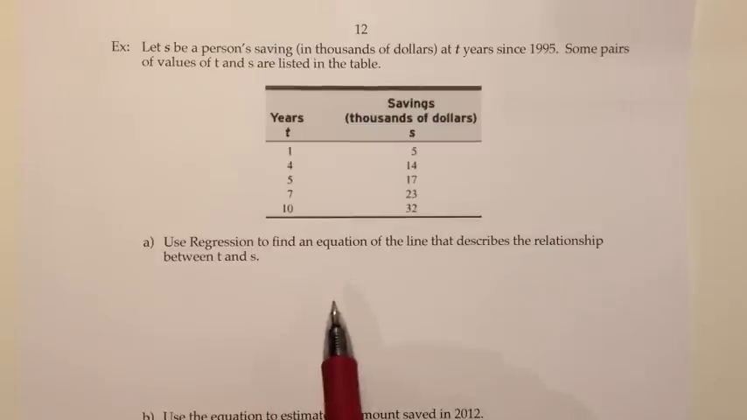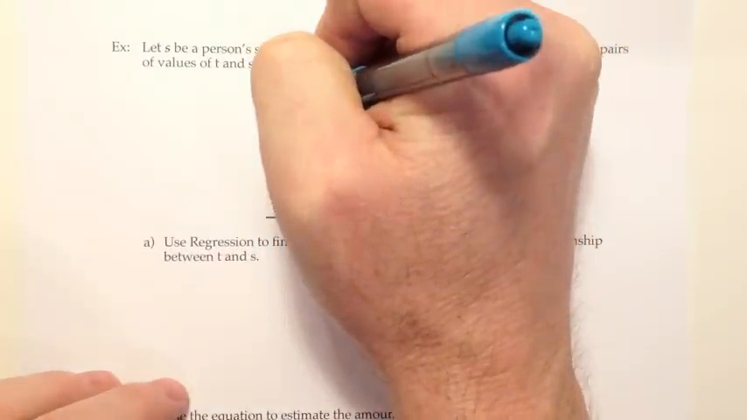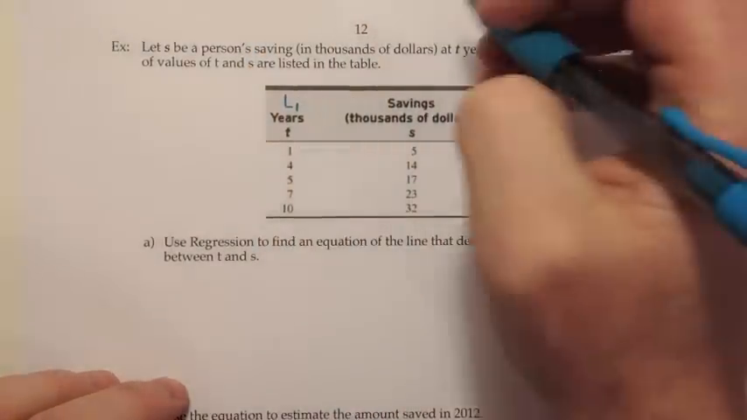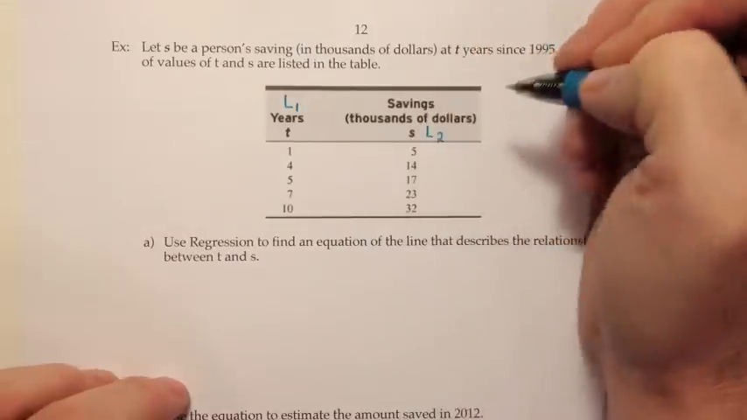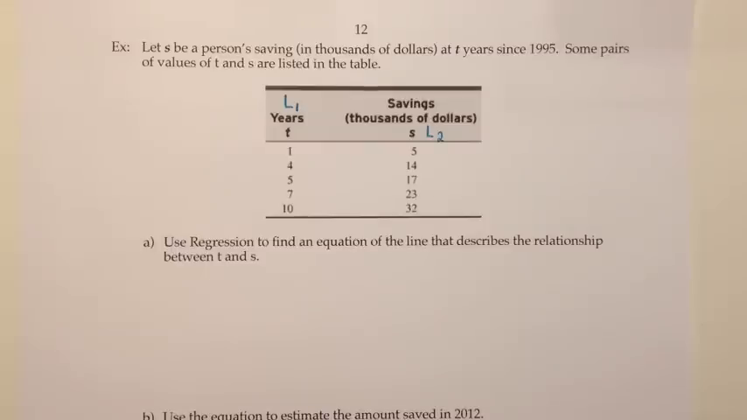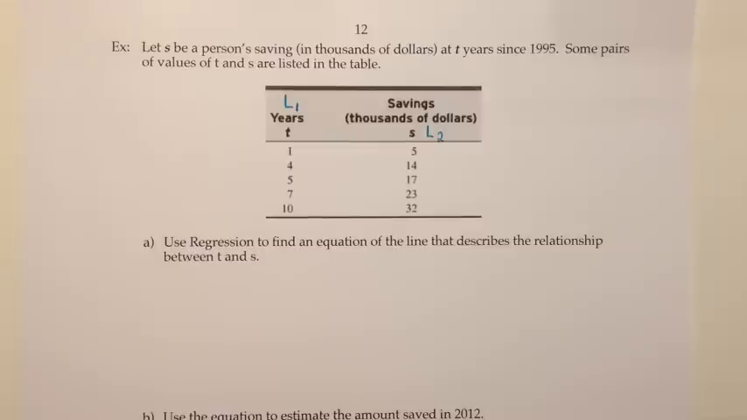And part A says to use regression to find an equation of the line that describes the relationship between T and S. And that's what I was showing you on the previous pages. So the idea would be that I would take these input values of T and put them in L1. And I would take these output values of S and put them into L2. And I would do that linear regression we've done on previous pages. And I didn't mention it to you before, but the nice thing about that linear regression process is it doesn't just work for two ordered pairs. You can put in all of your ordered pairs and still come up with a line.